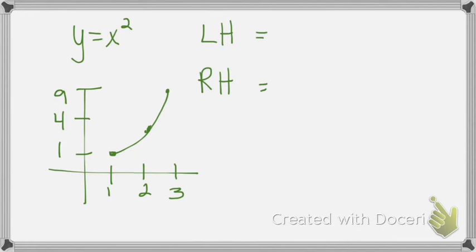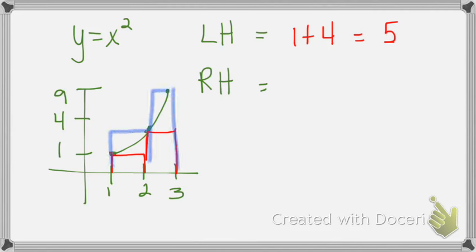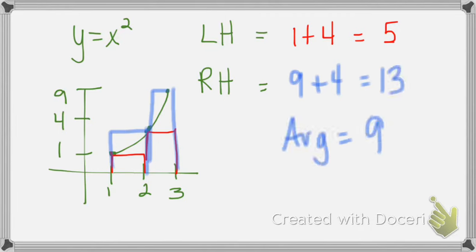So I want you to find the left. If I draw the left, it's going to be that one, and then that one. So it should be 1 plus 4, right? Times 1, because they're 1 wide, so you get 5. And then now if I do the other one, that would be that one plus that one. So it's 9 plus 4, right? And then if I average it, what do I get? 9.